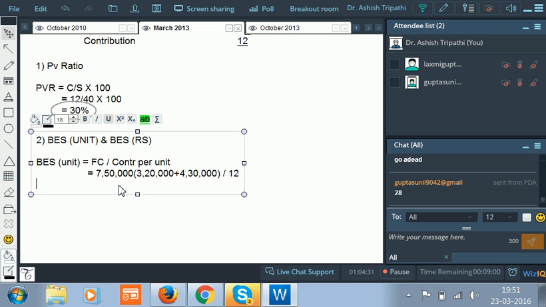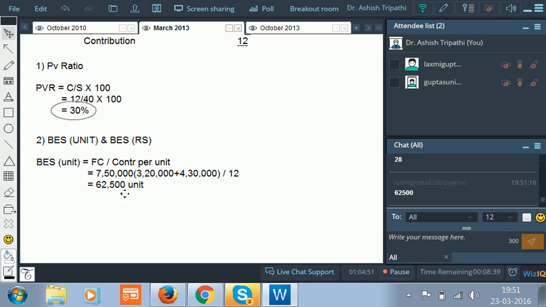Okay, so we got fixed cost as 7,50,000 upon contribution per unit. Contribution per unit is 12. So that is equal to 7,50,000 divided by 12 will give you 62,500 units. Correct answer. So we'll have to write unit. You cannot say rupees. You will have to write unit because we are calculating break-even sales in unit. So let us circle this.